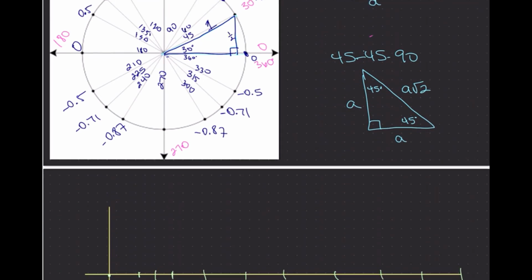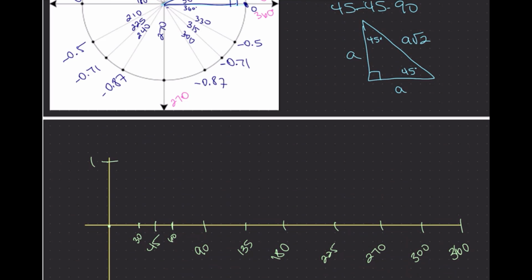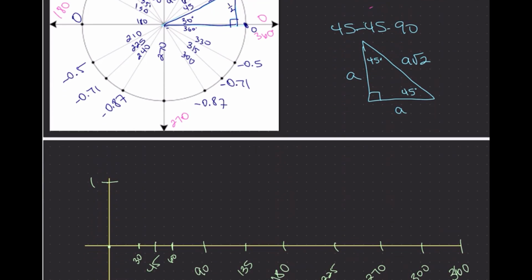So on our graph, and we're going to put it up a little ways, our highest value is 1 and our lowest value is -1. I always start by plotting the 0, 90, 180, 360. So we're only talking about our y values.